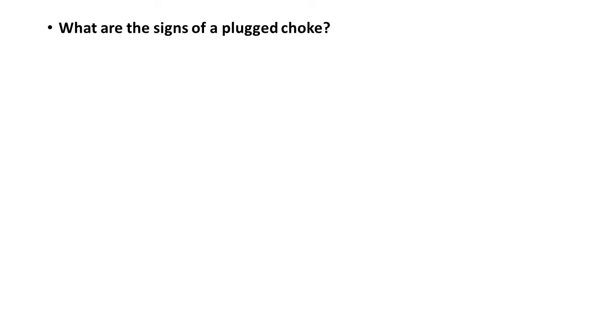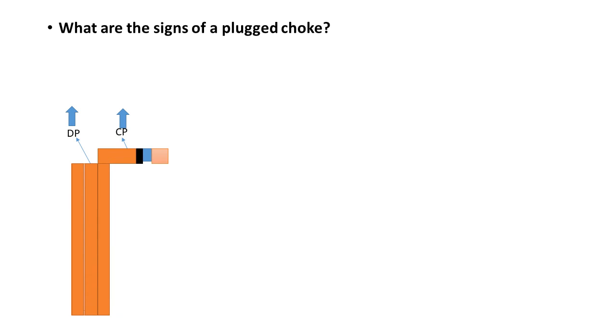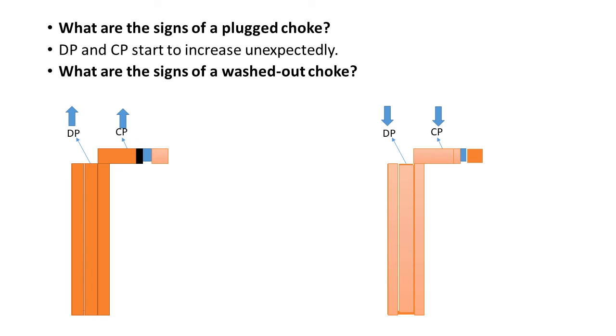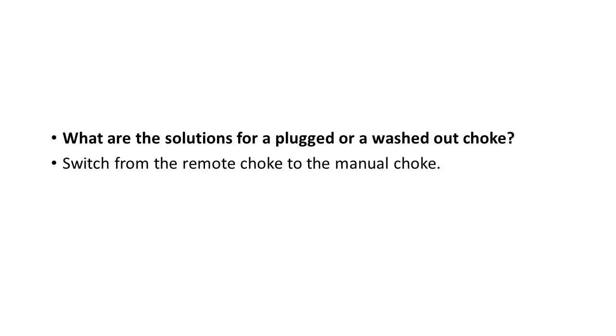What are the signs of a plugged choke? With the plugged choke, we see the drill pipe pressure and the casing pressure start to increase unexpectedly. This can be somewhat rapidly. What are the signs of a washed out choke? We see the drill pipe pressure and the casing pressure start to decrease unexpectedly. Usually this is not quite as rapid. What are the solutions for the plugged or washed out choke? You'll have to switch from the remote choke to the manual choke. This will require you to realign the valves in the choke manifold.